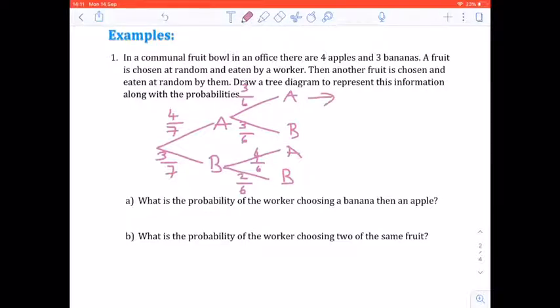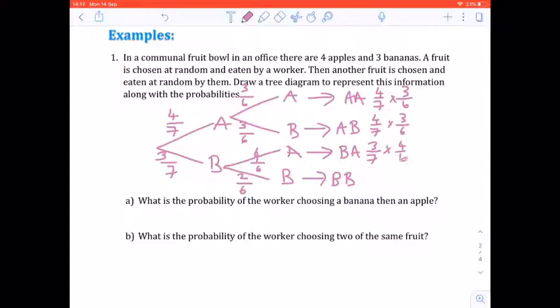So your possible outcomes would be apple, apple; apple, banana; banana, apple; and banana, banana. And the probabilities for those would be 4 over 7 times 3 over 6. The next one is 4 over 7 times 3 over 6 as well. Next would be 3 over 7 times 4 over 6. And the last one would be 3 over 7 times 2 over 6.